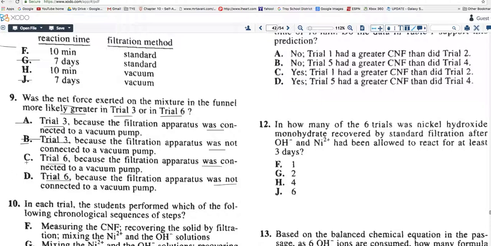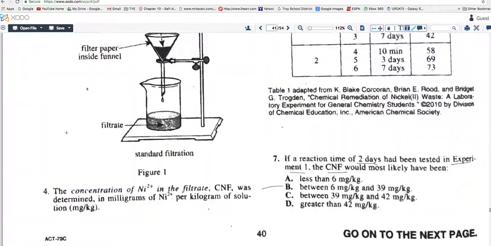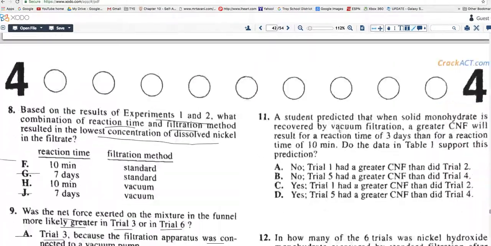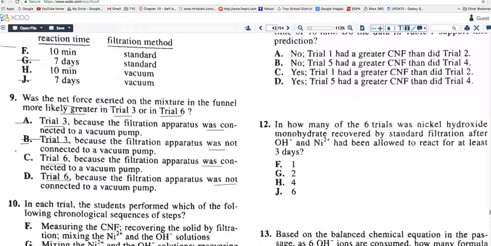So what's the difference between C and D now? One was connected or not? Okay, trial 6. Was it connected to a vacuum pump? Yes. So which one can we eliminate? D. Yes, that's good. So the right answer is C. All right.